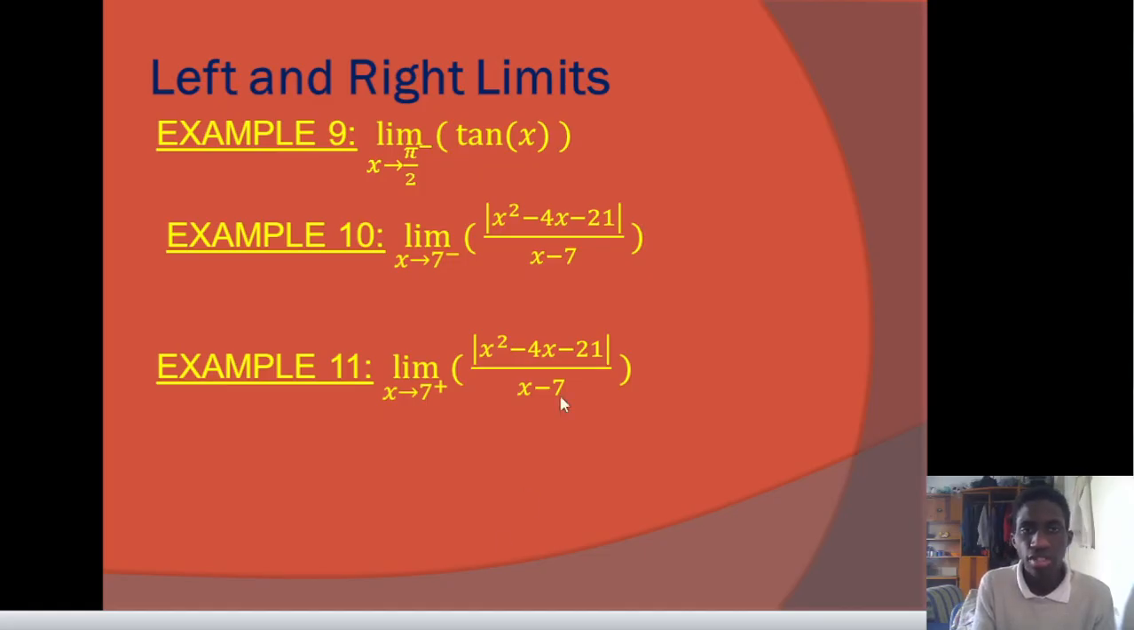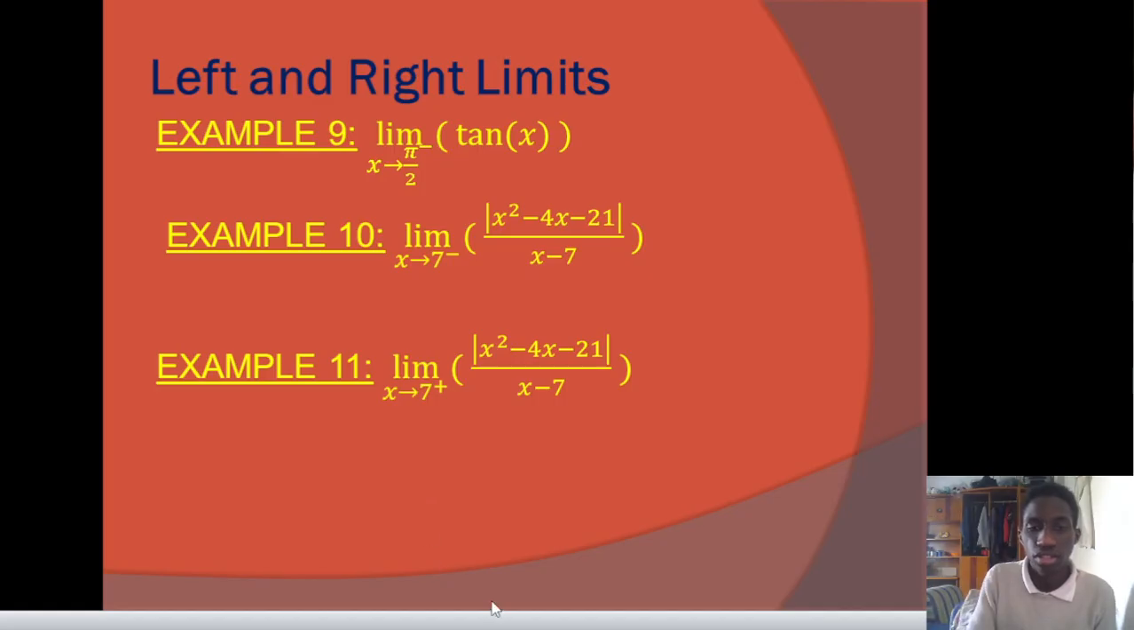We are looking at example 10, which tells us to evaluate this limit as we approach 7 from the left hand side: the limit of the absolute value of x squared minus 4x minus 21, divided by x minus 7, as x approaches 7 from the left. I'm just going to write that down. Limit as x approaches 7 from the left, absolute value of x squared minus 4x minus 21, divided by x minus 7.